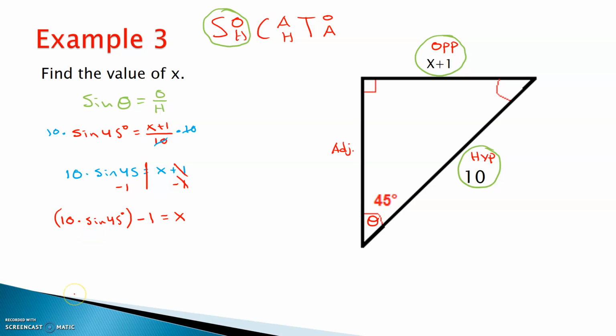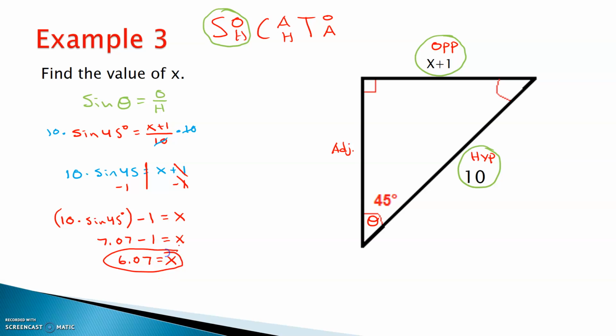So I'm going to plug in. Let's see, here we go. 10 times sine of 45. And I got 7.07 for just this part that I plugged in the calculator. Well, and I dropped down the minus 1. So what should that be? 7.07 minus 1 is just going to be 6.07 is equal to x.